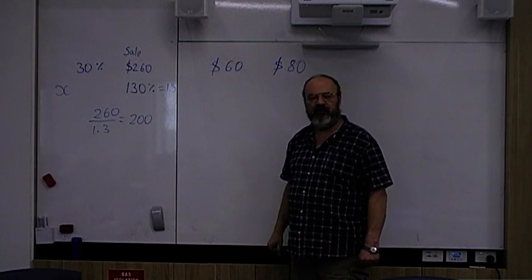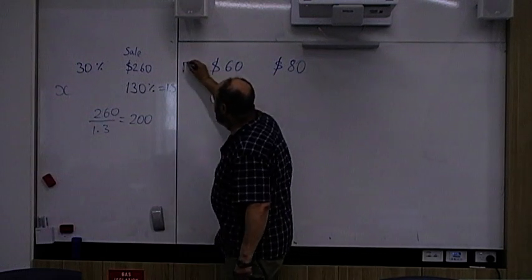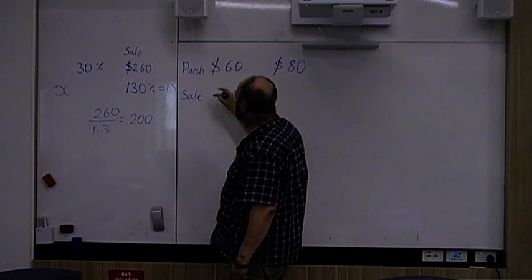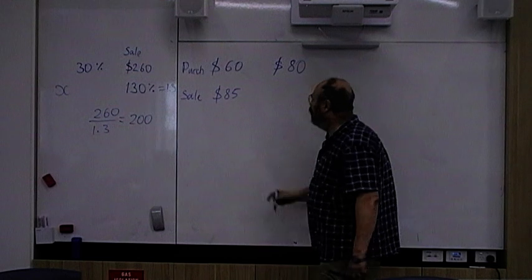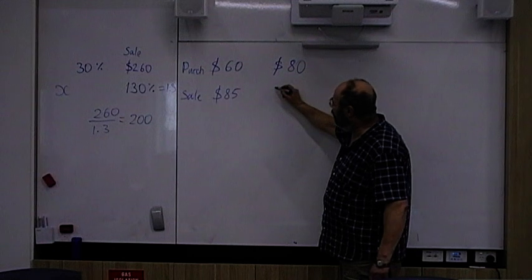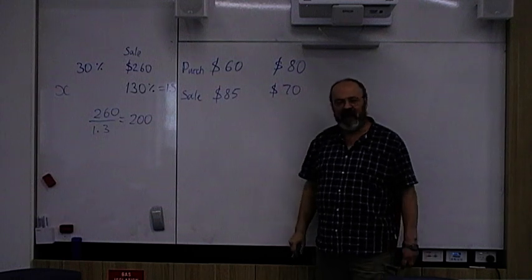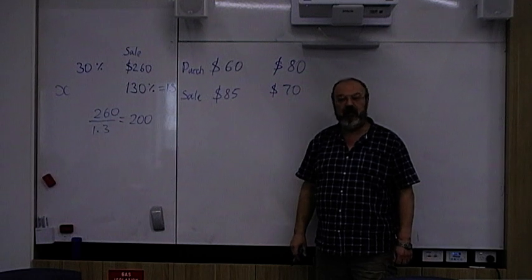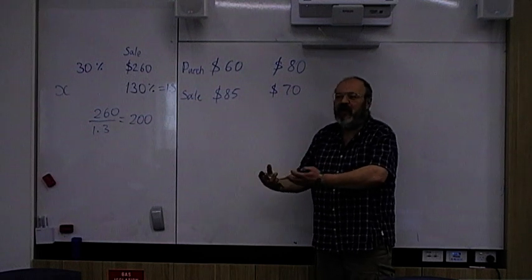And you sold the first one. So this is the purchase. This one you sold for $85. This one nobody wanted to buy, so you had to sell it cheaper. This one you sell for $70. The question is, have you made a profit or a loss? Profit if you get more money than you spend, loss if you get less money.